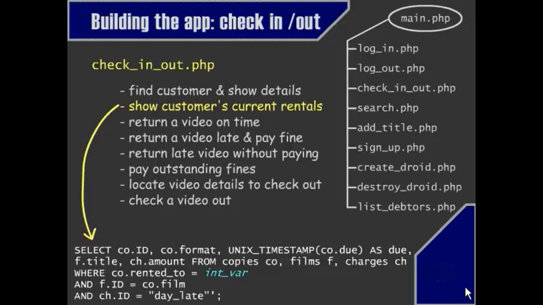Because we separated the films table from the copies table, we have to join these two tables to get the name of the video from the simple ID of the particular copy. We're also pulling in the information for the late fees, which we pull in from the charges table.